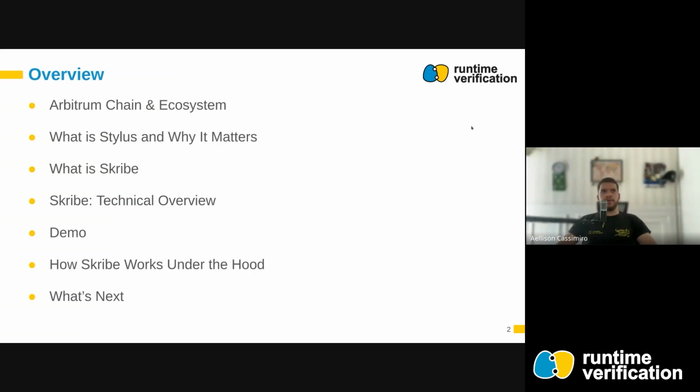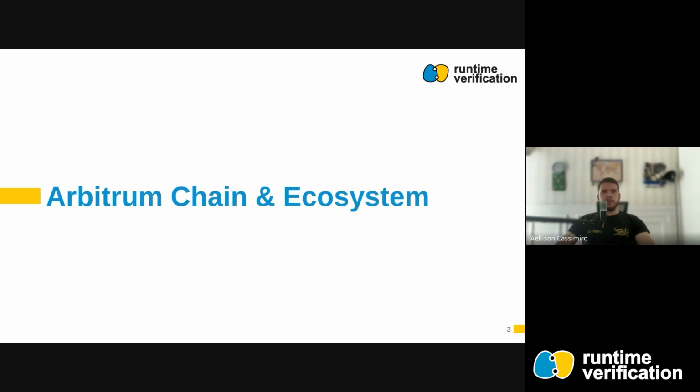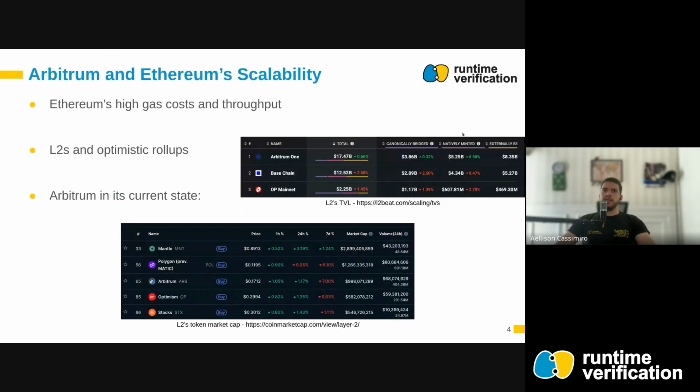For the outline of this presentation, we're just going to give a brief overview of the Arbitrum chain, what is Stylus and why it matters, what Skribe is, and some technical overview, plus a demo of the tool, and a bit of some information on how Skribe works under the hood and the next challenges that we have to face in order to make Skribe better. And yep. So about the Arbitrum chain and ecosystem.